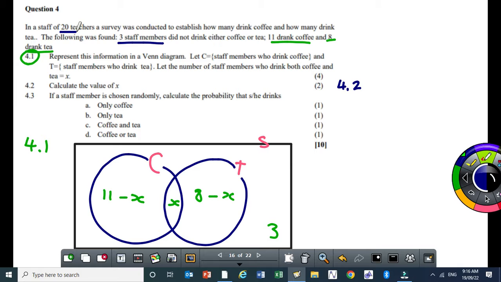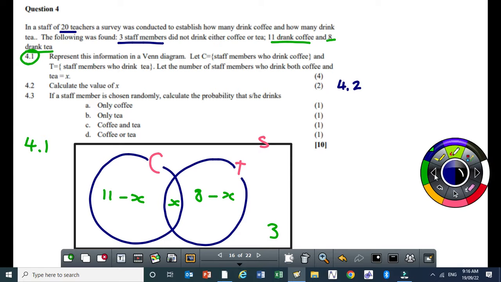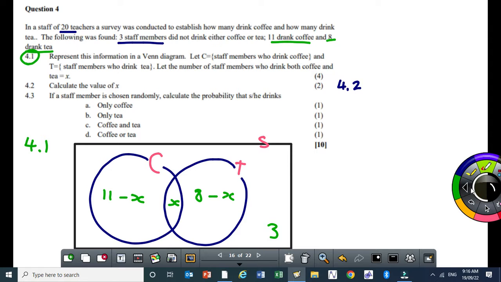Right, so I'm going to add all of them. So I'm going to write one long equation. So that equation is going to be 11 minus X plus 8 minus X plus 3. They should give me 20. Remember, this is probability. No negative answers. You can't get a negative answer for X. The answer for X has to be positive.